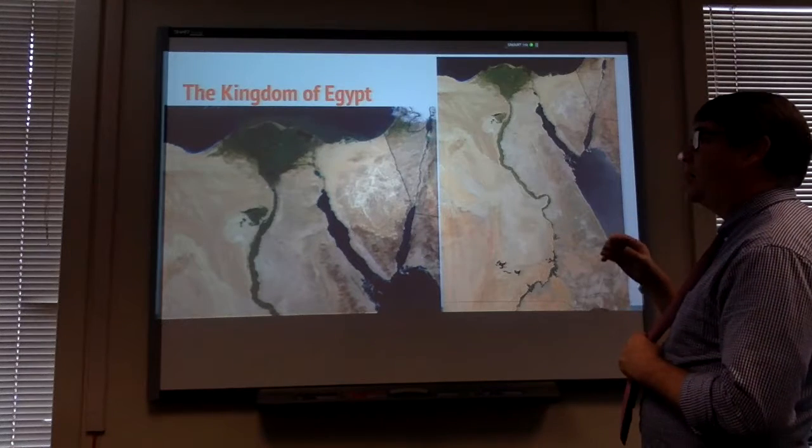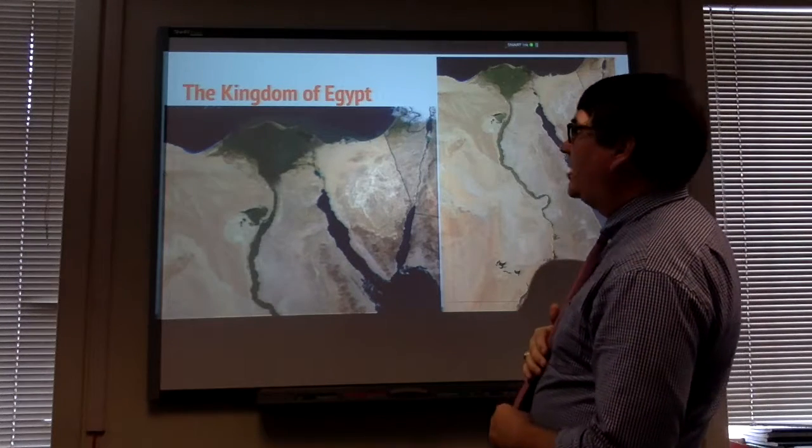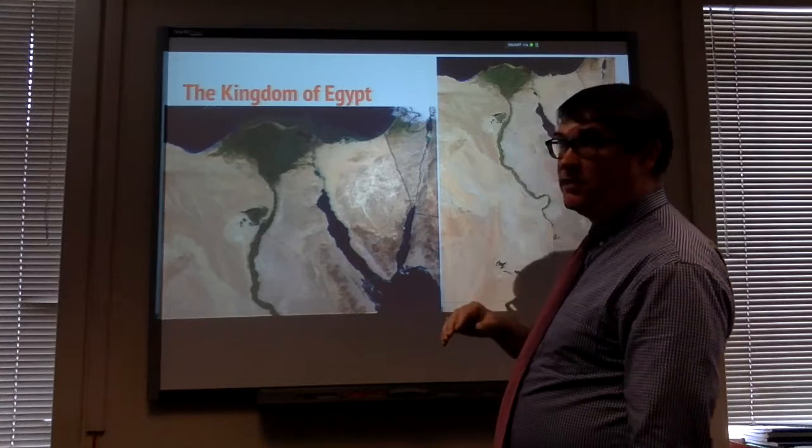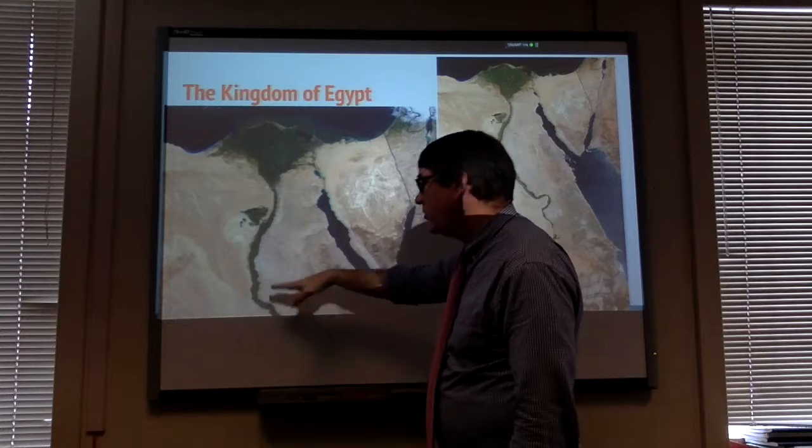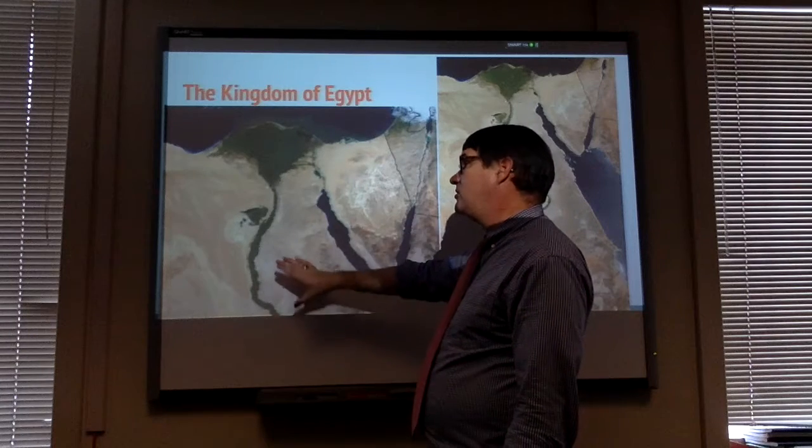Now, since the river flows south to north, the two regions of Egypt that we talk about are upper and lower Egypt, right? Now, upper is not going to be in the north like you might think. Upper is actually going to be here in the south because it goes with the flow of the river. Upriver, downriver. So upper Egypt, lower Egypt.